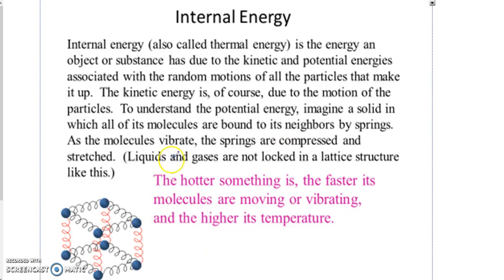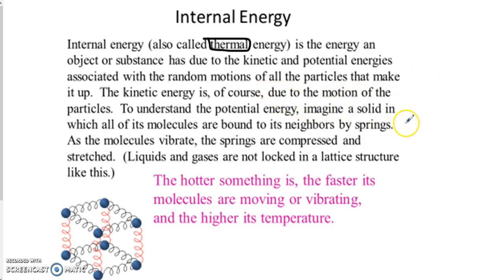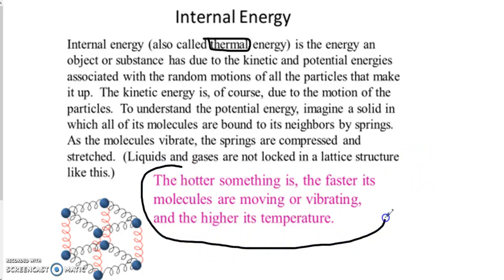So internal energy, also called thermal energy, is the energy an object or substance has due to the kinetic and potential energies. To sum it up, really, the hotter something is, the faster its molecules are moving or vibrating, and the higher its temperature.